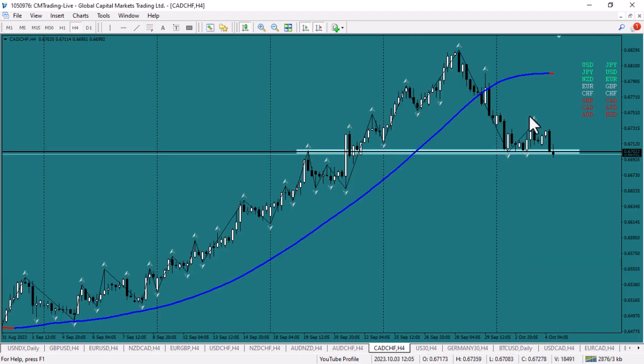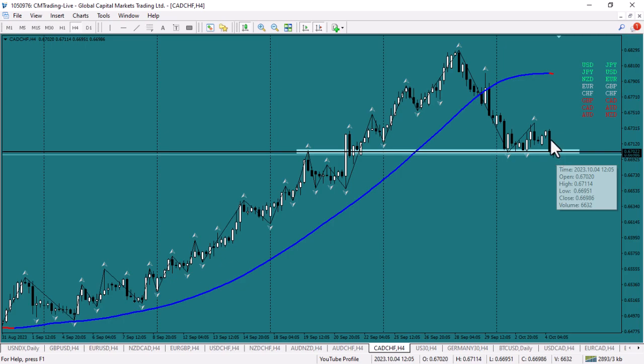Then on the CAD/Swiss, testing the level, busy turning. You can see here CAD and Swiss. CAD's weaker than the Swiss, so we would like to be short here. So I would like to see a break below the support level. You can see there, resistance, support, support, support.